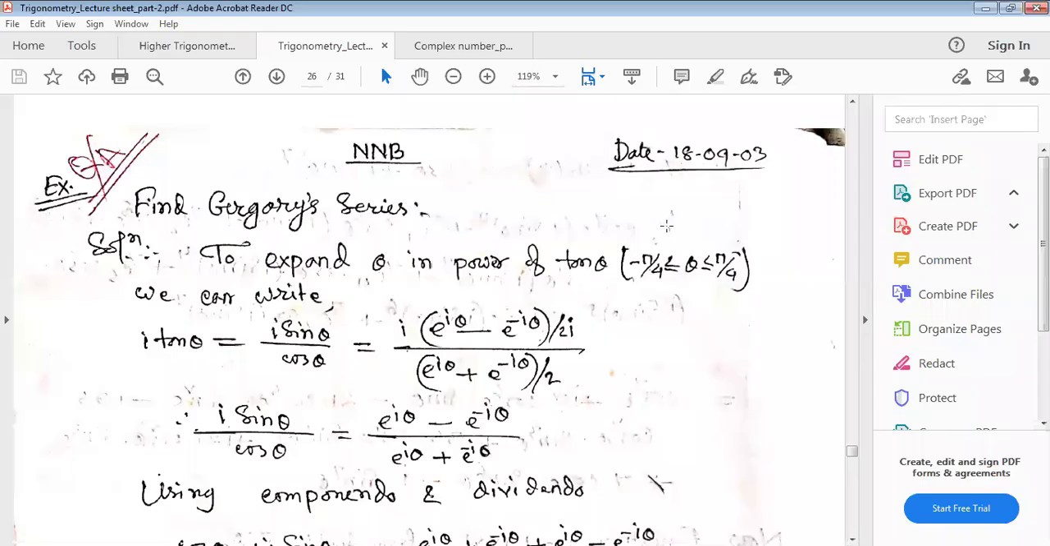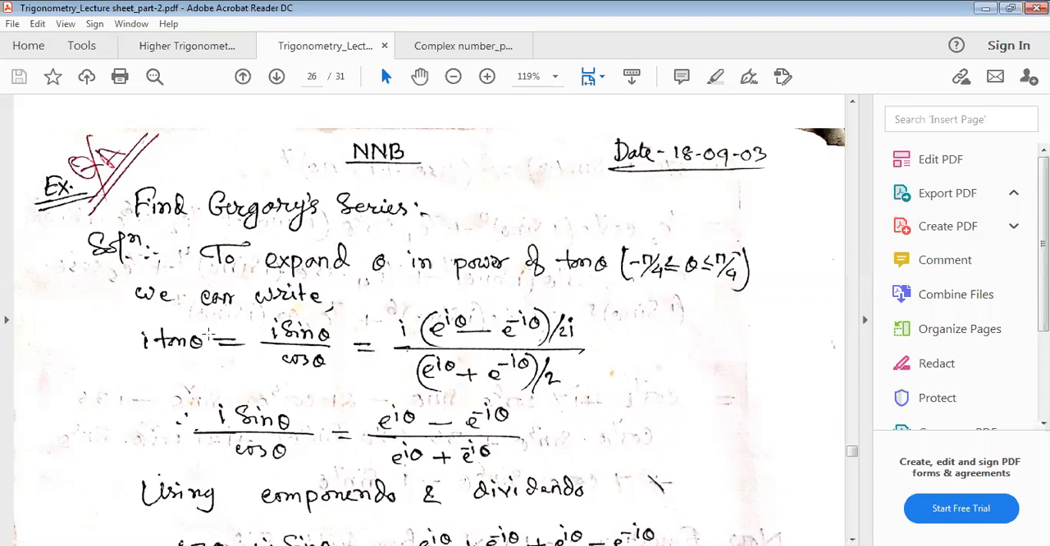Concentrate, please. Now Gregory's series, a new series in trigonometry with trigonometric function. Now we are trying to find the Gregory series, to expand theta in powers of tan theta. This is a very important series, Gregory's series in trigonometry. To expand theta in powers of tan theta, where theta lies between minus pi by 4 and plus pi by 4.